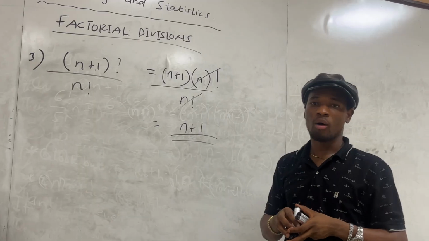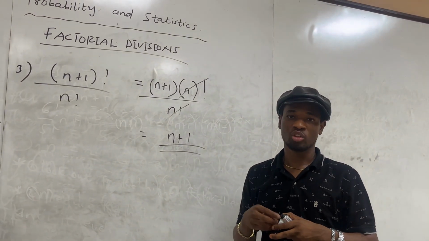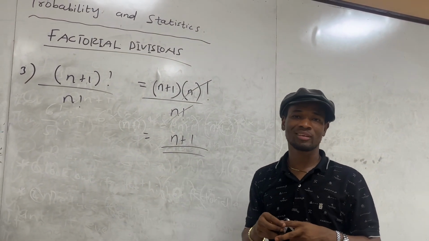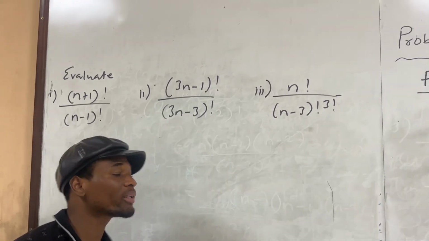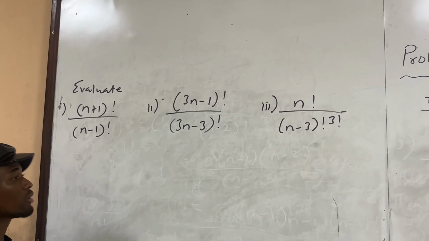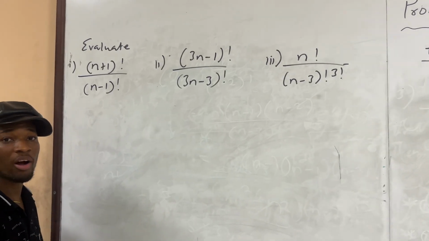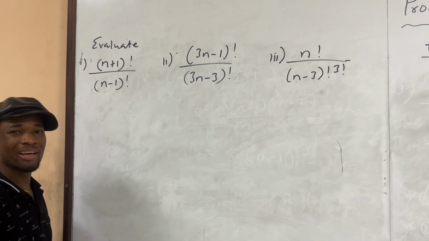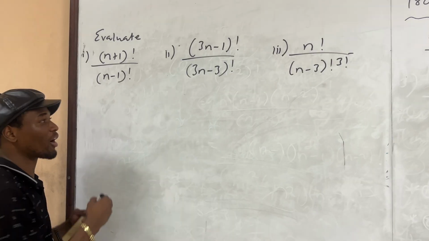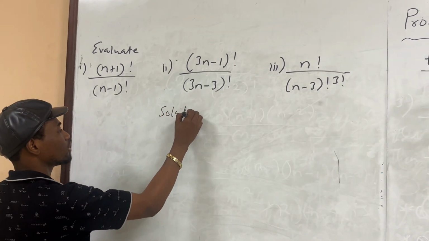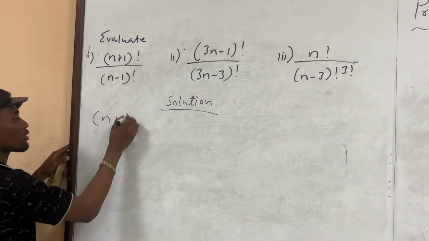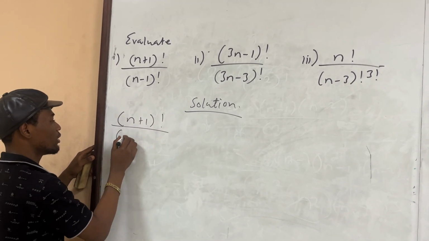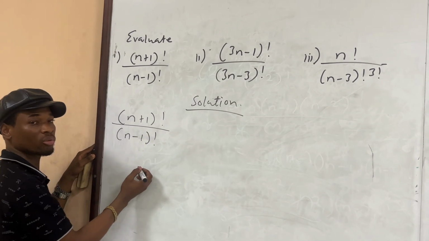So we'll appreciate this topic by solving examples to throw more light on this. Okay, so we have on the board, evaluate the expression n plus 1 all factorial all over the expression n minus 1 all factorial. Good. So we have n plus 1 all factorial over n minus 1 all factorial.